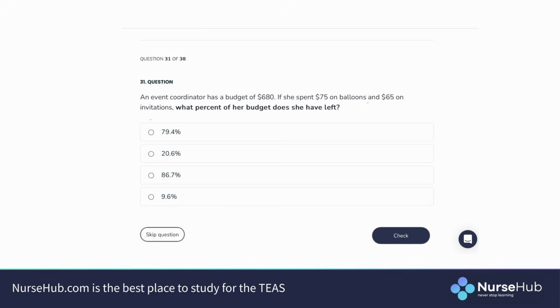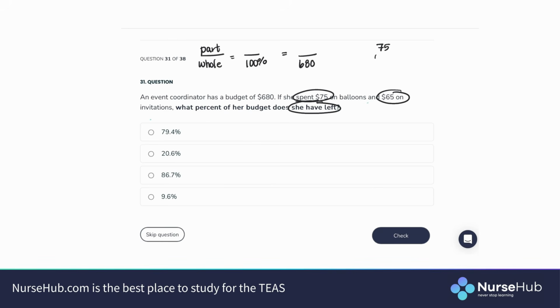All right, we are looking for percent. And when we deal with percent, that's going to be part over your whole. So your whole is what is equal to 100%. So in this case, I know that the whole is going to be $680. Now, what we have to find the percent of is how much she has left. And we know she spent $75 and $65. So I'm going to find the total cost that she spent on those 2 items.